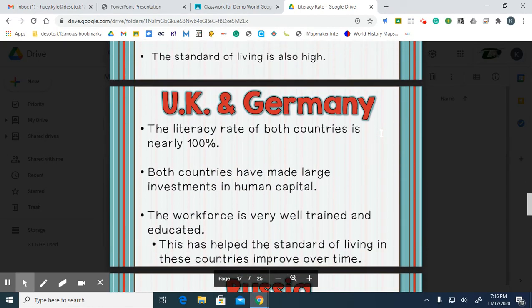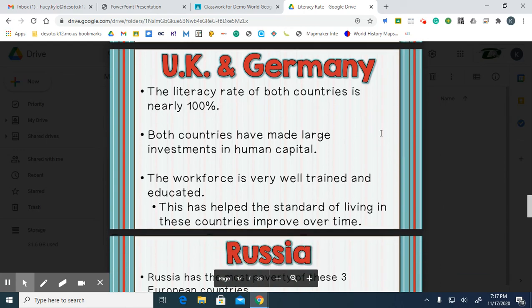UK and Germany, the literacy rate of both countries is nearly 100%. Both countries have made large investments in human capital. There's that word, one of our 4 factors. Human capital is investing in education. That's a part of human capital, okay? And that's what they've done in order to increase their literacy rate. The workforce is very well trained and educated. Again, education is key. This has helped the standard of living in these countries improve over time.